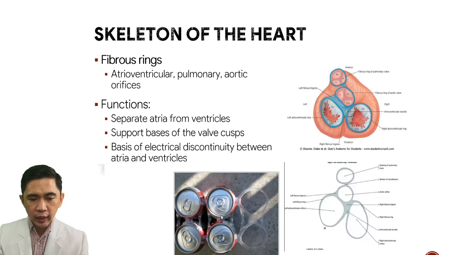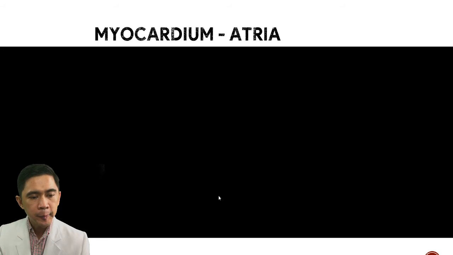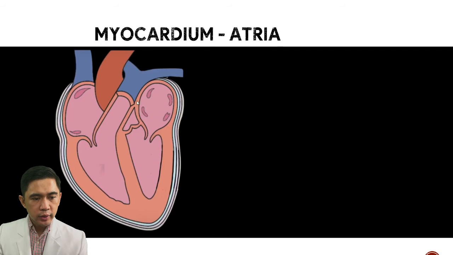So it can be likened to the six-pack rings we see when we buy beverages. Looks like that one. It supports everything else. Very thin, but it supports well. Let's talk about the myocardium of the atria. So this is the atria.